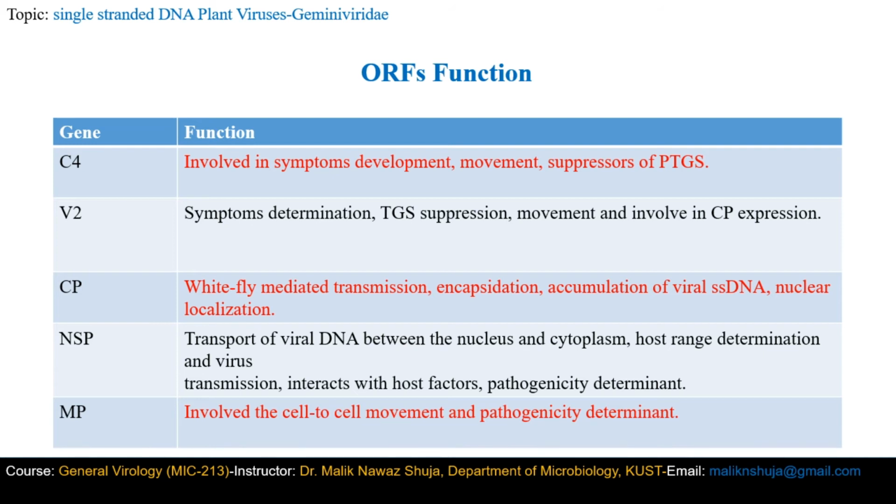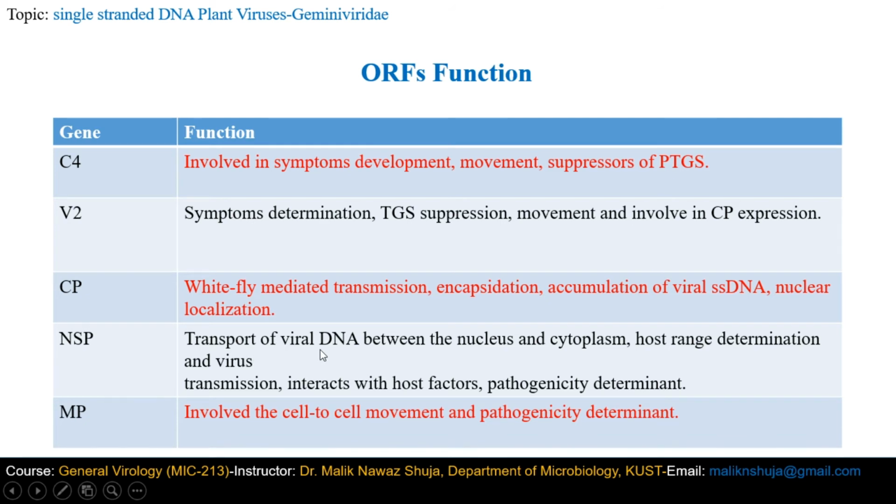So initially I was talking about the genes which are present on the DNA A. Now I am talking about the genes which are present on DNA B in the case of bipartite begomoviruses. So bipartite begomovirus DNA B has only two genes. One is the nuclear shuttle protein and the second one is the movement protein.